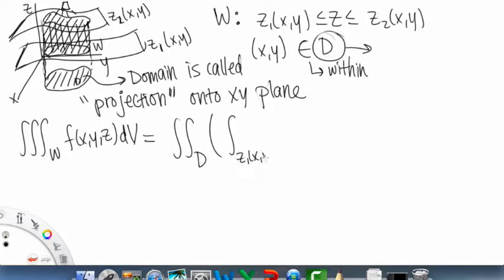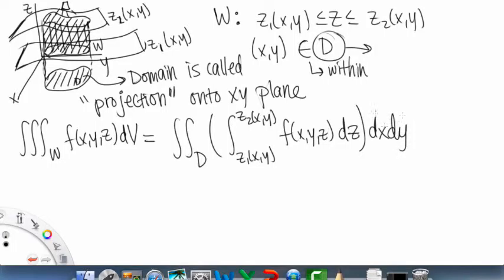So we have the bounds on z. z is going to be our inner integral here. And then f of x comma y comma z dz. And then we have either dx dy or dy dx. And this outside can be just considered dA.